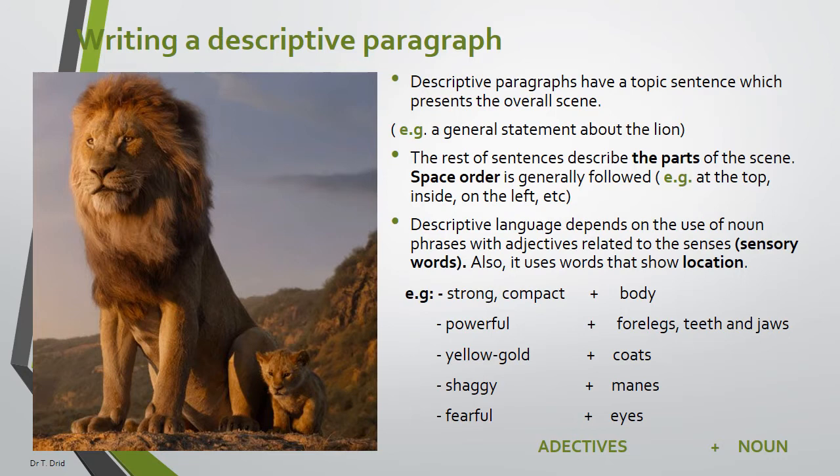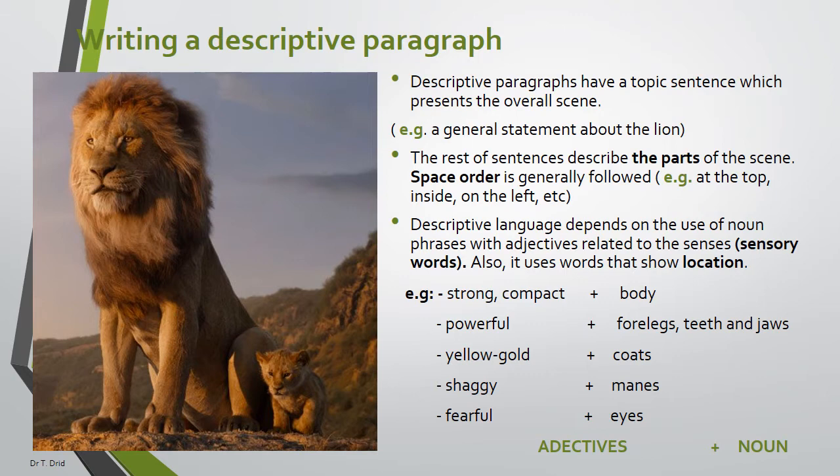Now, let's talk about the content of each sentence alone. The sentences use descriptive language. Descriptive language depends on the use of noun phrases, a noun which is preceded by adjectives. The adjectives are related to the senses. These are called sensory words. There are some adjectives which are related to the sense of vision, of seeing, like the adjectives of colors. There are adjectives related to the sense of hearing. There are adjectives related to the sense of smelling, and so on. Also, it uses words that show location. As I said, prepositions of place.